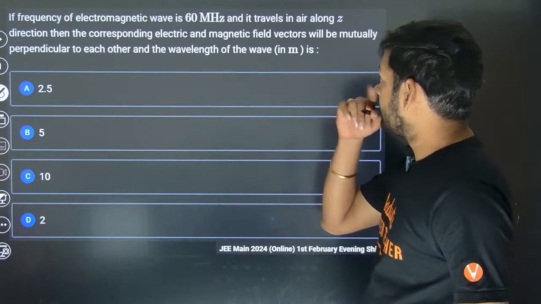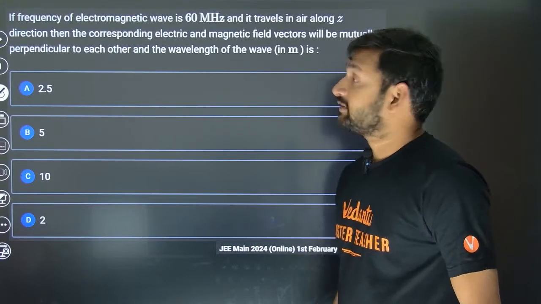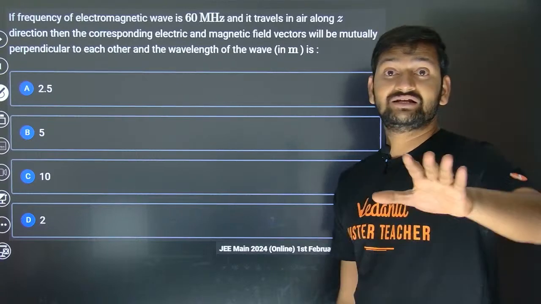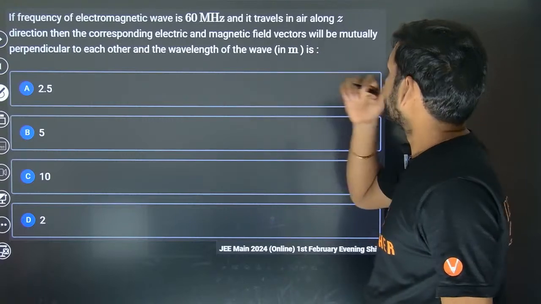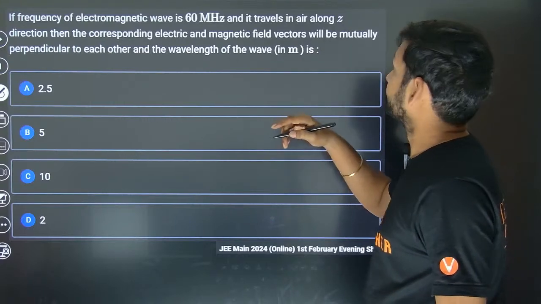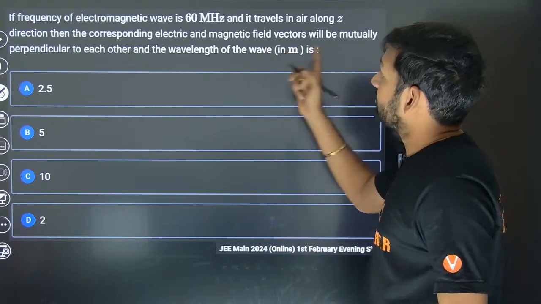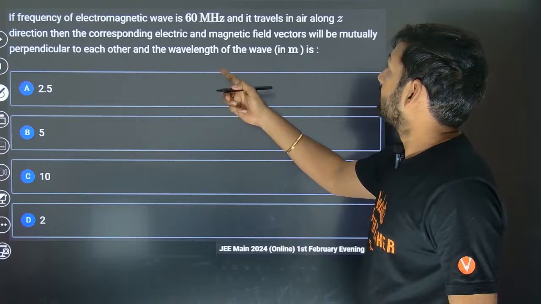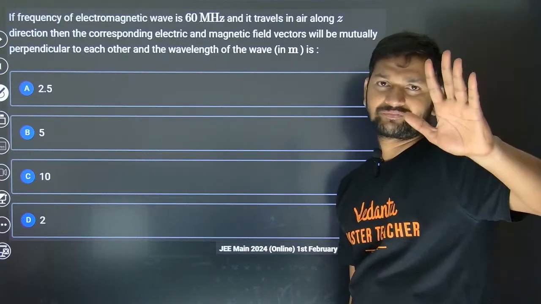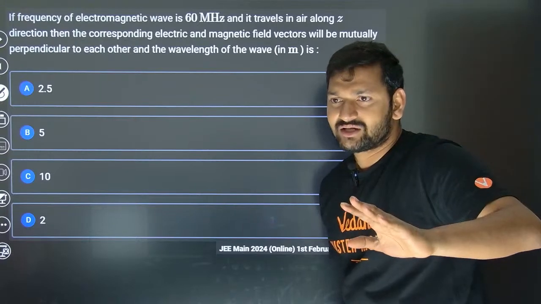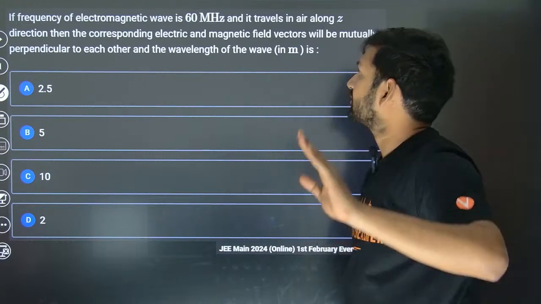If the frequency of an electromagnetic wave is 60 megahertz and it travels in air along z direction, then the corresponding electric field and magnetic field vectors will be mutually perpendicular to each other, and the wavelength of the wave... man, they gave some long story. All that story is not needed, right?